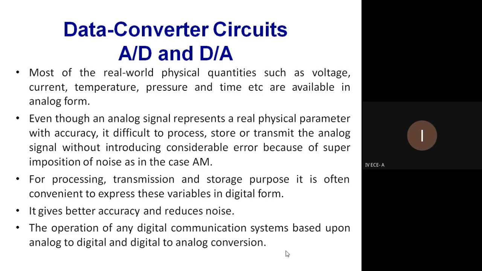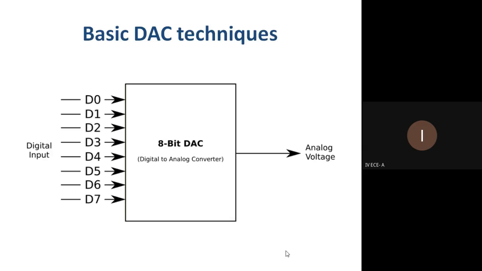So, the basic difference between analog form and digital form: a sine wave is an example of analog form. Digital form means it is available in logic 0 and logic 1. Digital signals give better accuracy and reduce noise. The operation of any digital communication system is based upon analog to digital and digital to analog conversion.